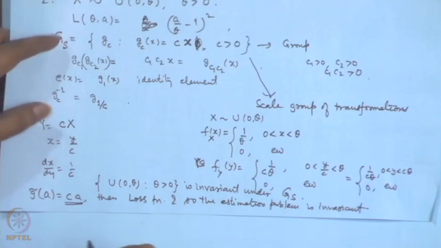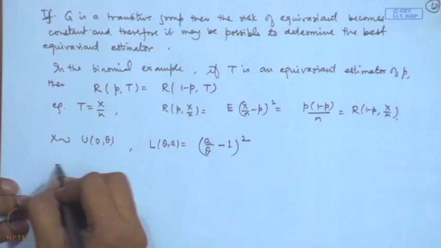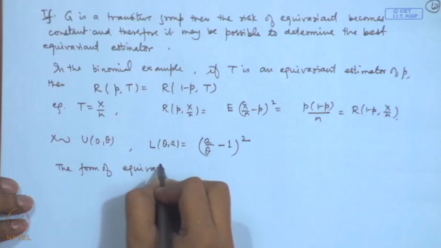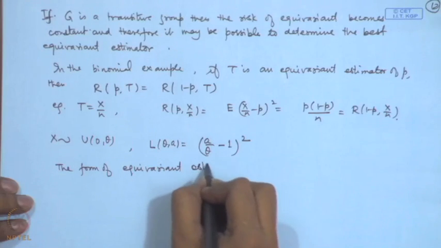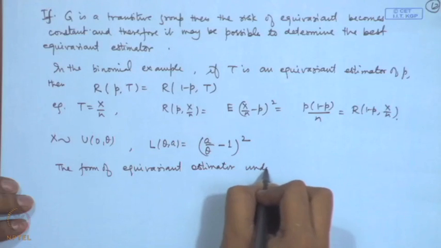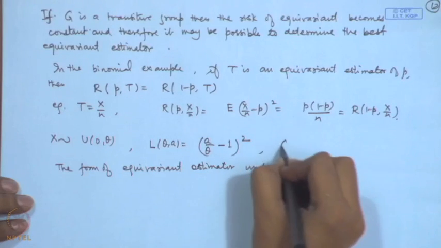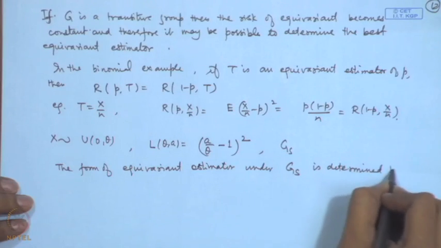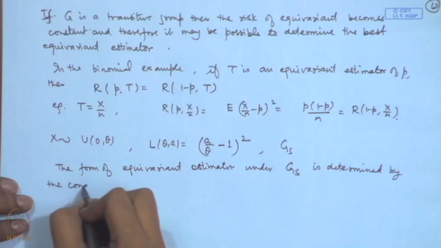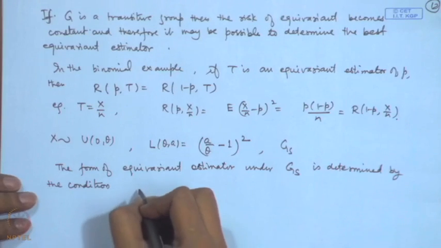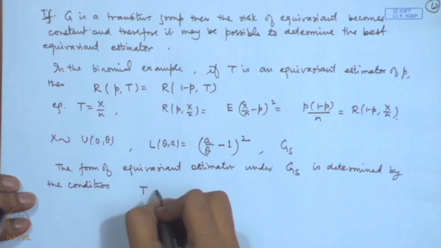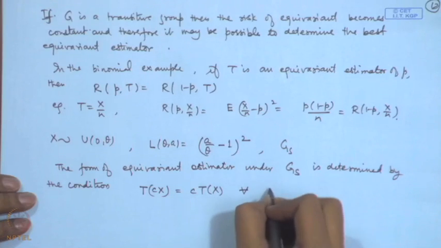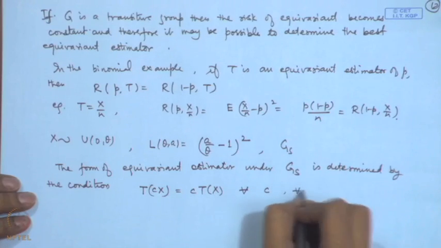So, what will be the form of an invariant estimator then? Let us consider the form of an equivariant estimator under the group G S, the scale group. It is determined by the condition T of C x is equal to C of T x for all C and of course, for all x.